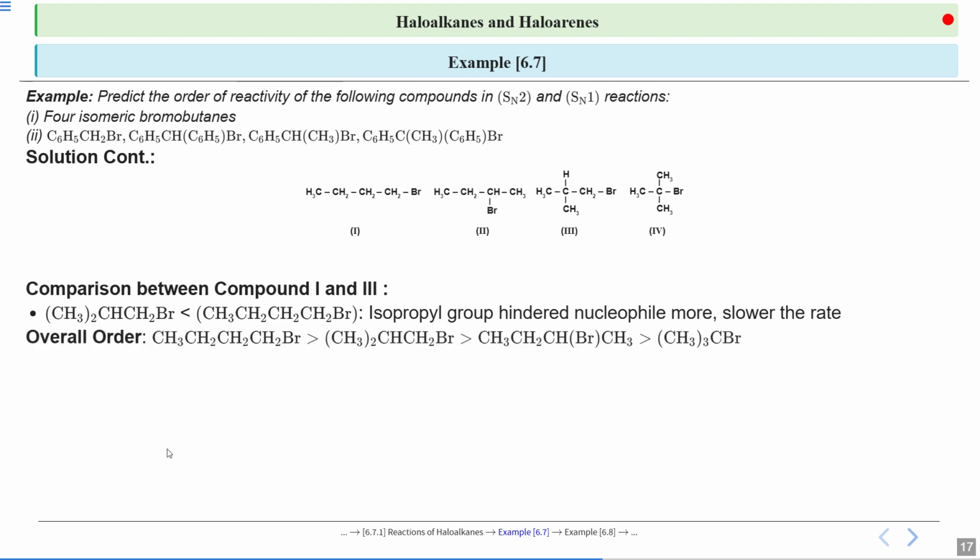So the overall order you can simply write is: most reactive will be the first isomer, which is n-bromobutane. Then comes (CH3)2CHCH2Br, which is your third compound, also a primary halide. Then comes the secondary halide, and then comes the tertiary halide, that is the fourth compound. Okay, so primary, secondary, and tertiary. This is the overall order for the SN2 mechanism.